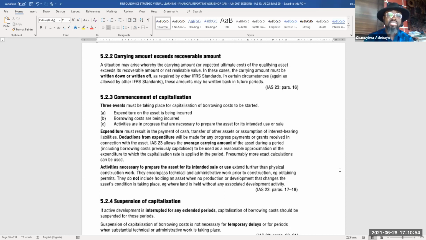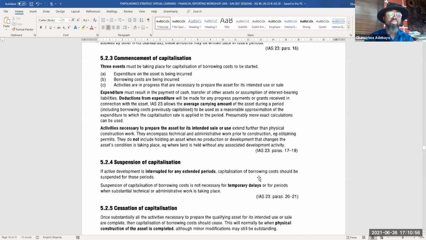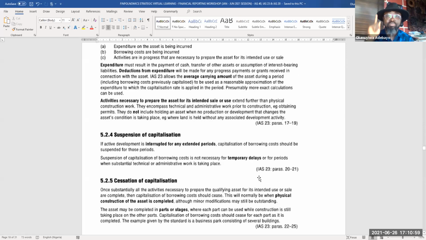The second factor is when the borrowing cost ceased. It ceased at the point the asset is now ready or available for its intended use, which I've explained earlier. But where it is dicey is that if the nature of the asset is such that it has various parts that might be deemed to have been completed for its intended use, you cease to capitalize for those particular parts that have been completed.